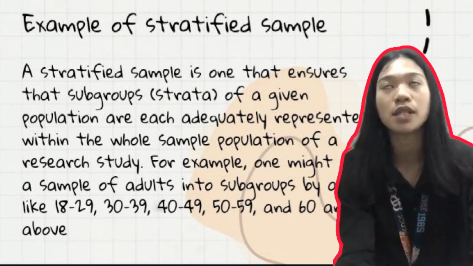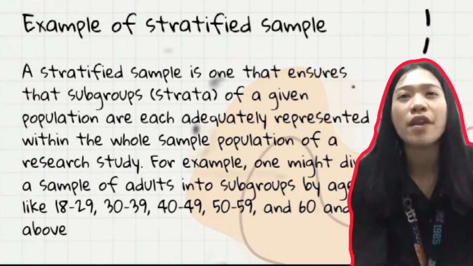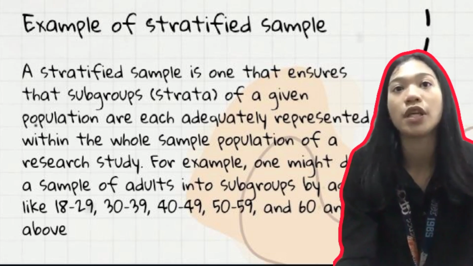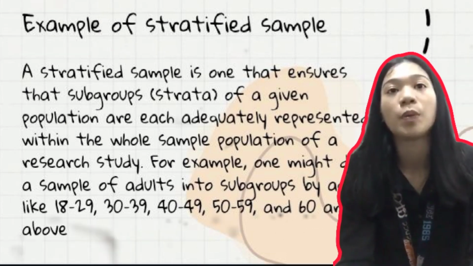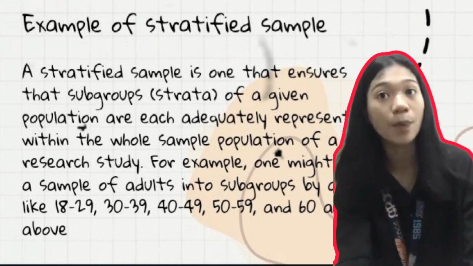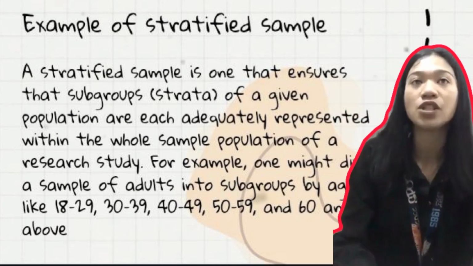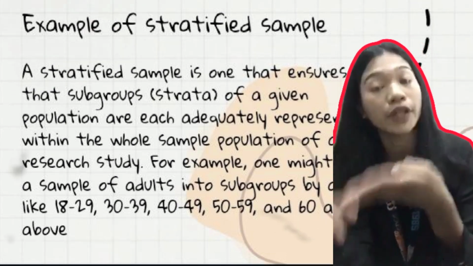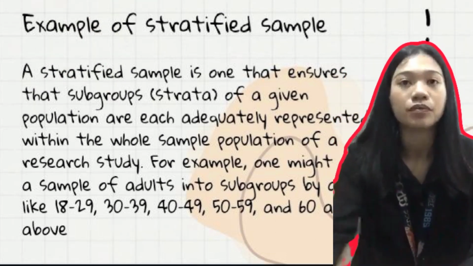So, this is an example of a stratified sample. A stratified sample ensures that subgroups of a given population are each equally represented within the whole sample population of a research study. For example, one might divide a sample of adults into subgroups by age, like 18 to 29, 30 to 39, 40 to 49, 50 to 59, and 60 and above.